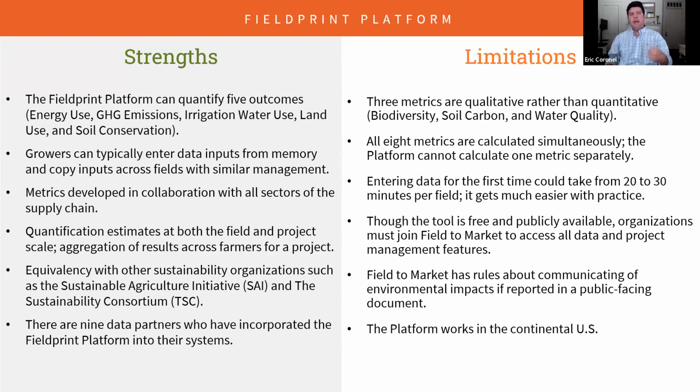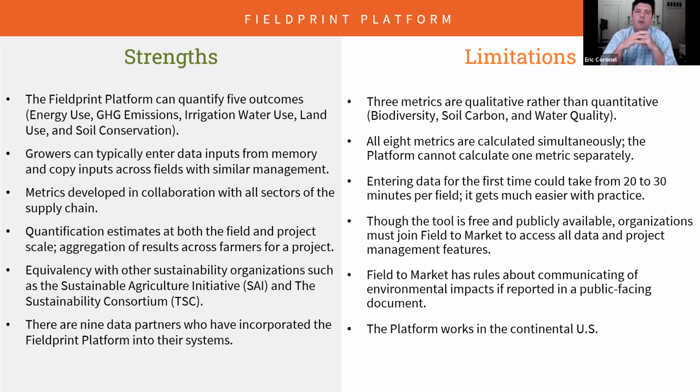Some limitations that we have, we would say that 3 of our metrics are qualitative, so it's hard to get a quantitative outcome out of these 3 metrics without asking an enormous amount of data from growers. So for now, biodiversity, soil carbon, and water quality are indices, and we try to provide a measure that is directional, but we don't provide an actual, let's say for water quality, we don't provide pounds of nutrient loss per acre, something like that. We don't do that at the moment.